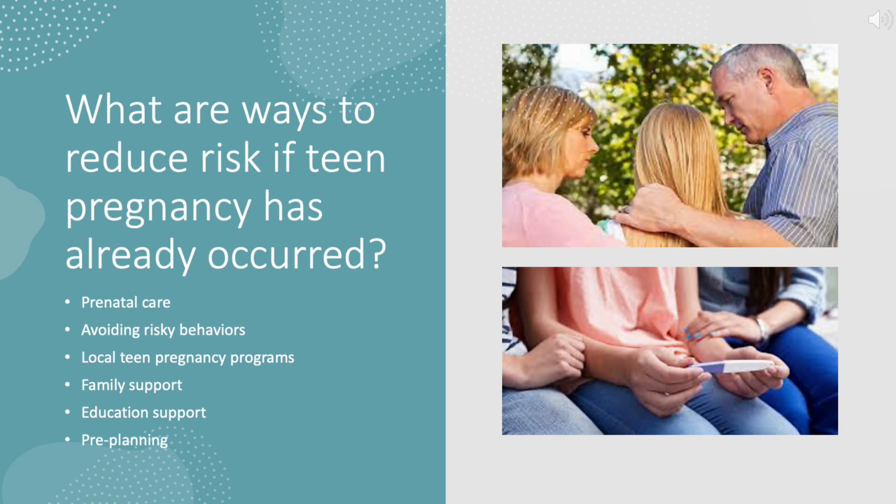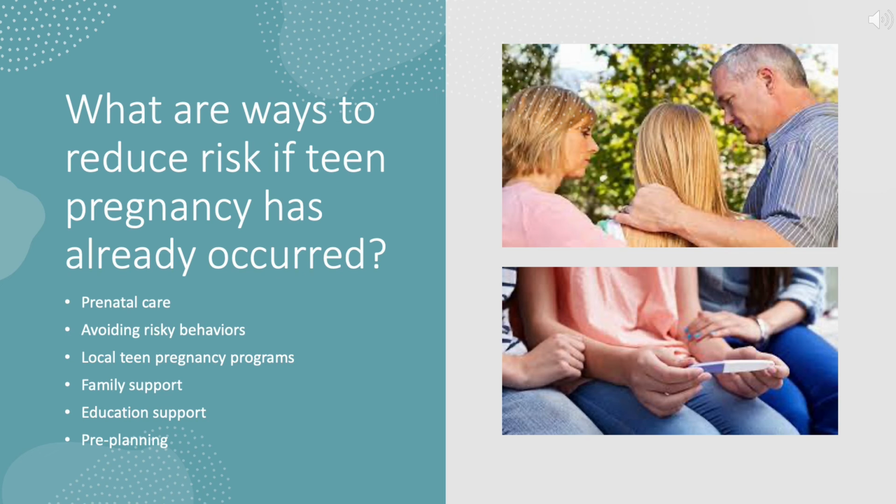When teen pregnancy has already occurred, there are ways to reduce the health risks for both the teen mom and the baby, as well as the other stressors. So let's discuss those. First and foremost, prenatal care is going to be the most beneficial way to prevent any health risks for mom or baby. Again, avoiding risky behaviors during pregnancy, no smoking, drinking, use of illicit drugs, and being checked for STDs. Those are all going to be important for preventing health risks.